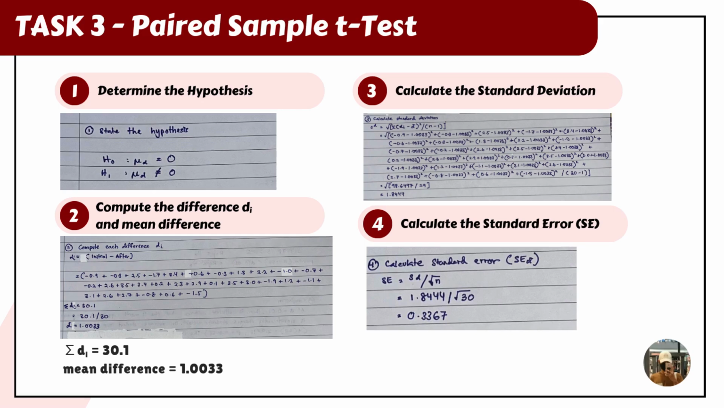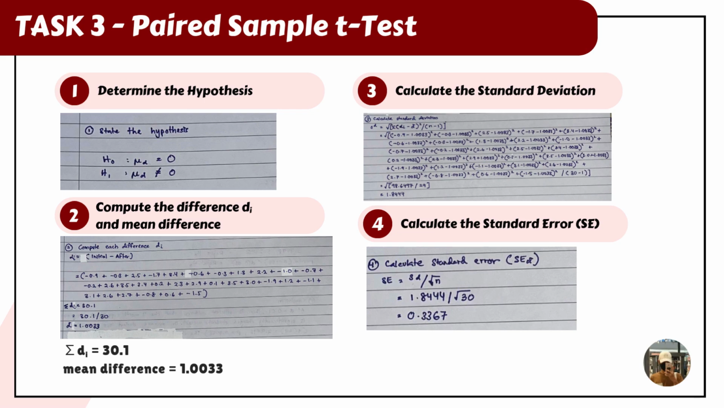Assalamualaikum. Today I want to present task 3, the paired sample t-test. First, determine the hypothesis, which is the null hypothesis mu equal to 0 and the alternative hypothesis H1 mu not equal to 0. Next, compute each difference, the initial minus after, and the sum is 30.1. For the mean difference, 30.1 divided by 30, the answer is 1.0033.